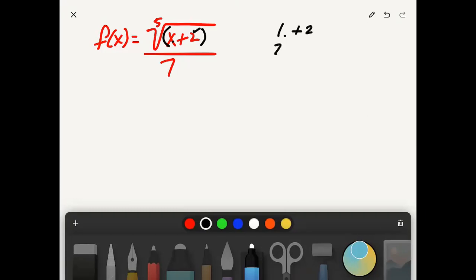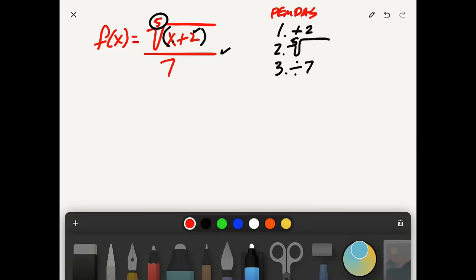Then the next thing that we're doing to x is we're taking the 5th root. So I'm just going to put the 5th here. And then the last thing that we're doing is we are dividing by 7. Okay, so now that we've used PEMDAS to find this, I'm going to write PEMDAS here. Now we need to find the inverse operations.